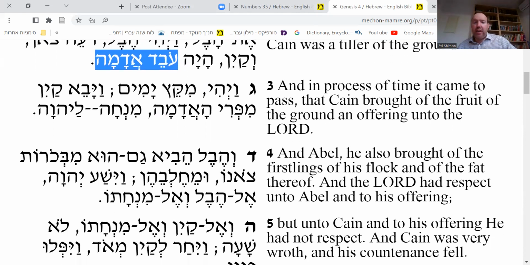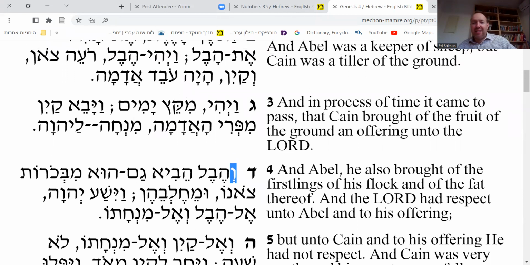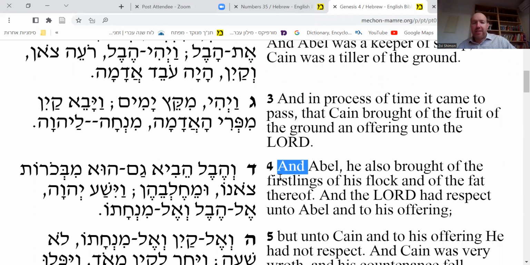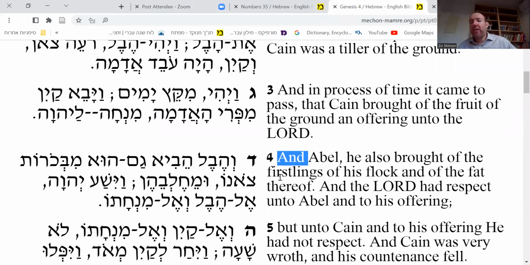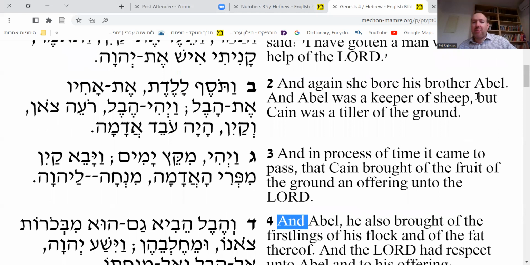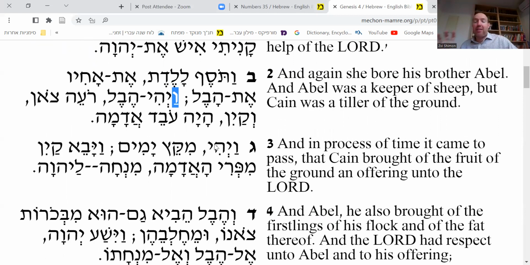And once again, we have that vav, that letter that combines, but inconsistently. In this instance, they actually translated and, which I think is unfortunate, because in my opinion, once again, here we have a contrast between the two, right? Just like earlier in the previous verse, they translated it with the word but. That vav conjunction. It's not and, it might be but in contrast.